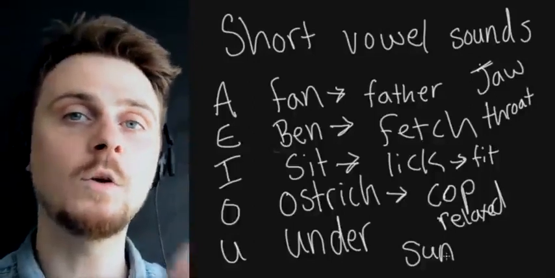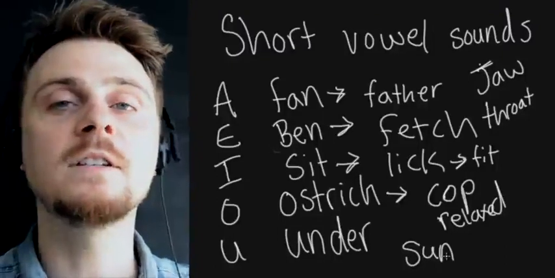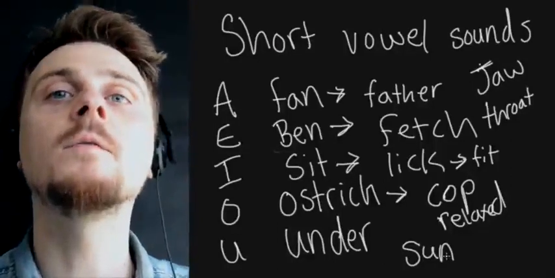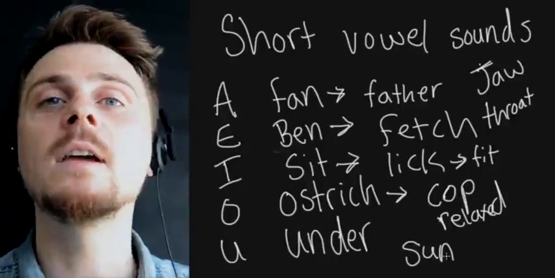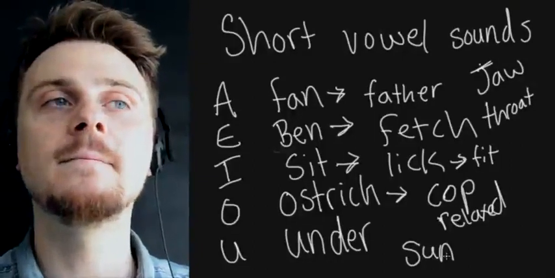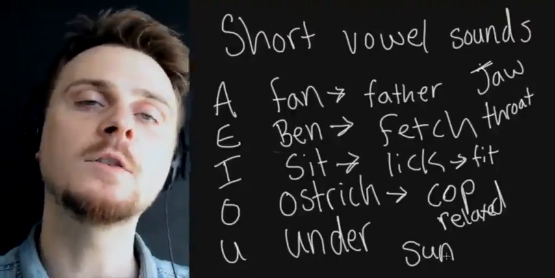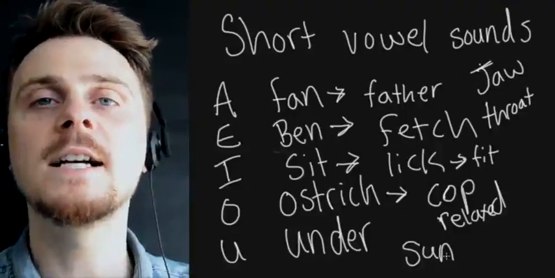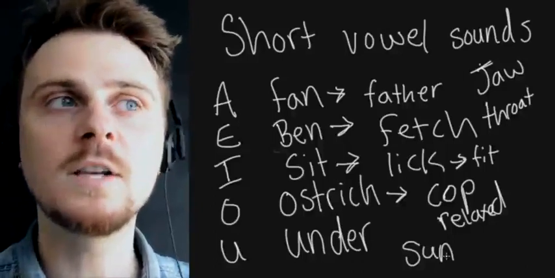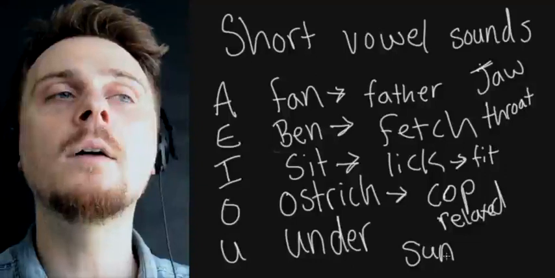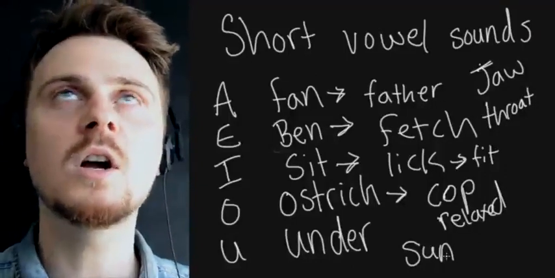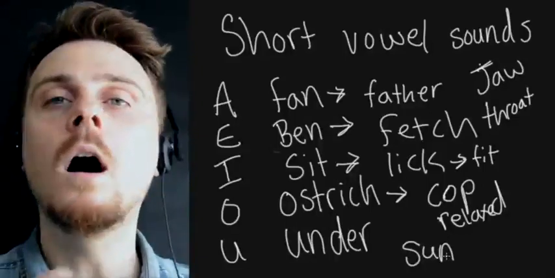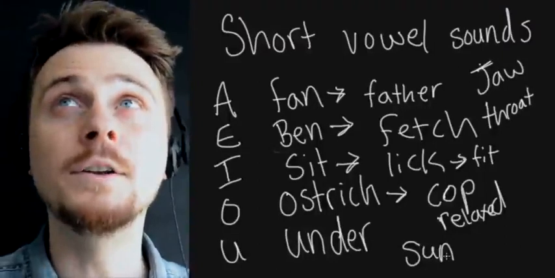Okay, so let's quickly review all of these short vowel sounds. We have A, as in fan, fan. Or also we could say sometimes A, as in father, father. We also have the E sound: ben, ben, fetch. We also have the I sound: sit, sit, lick, lick. And the O sound: ostrich, ostrich, cop, cop. Finally, the U sound: under, under, sun, under, under.